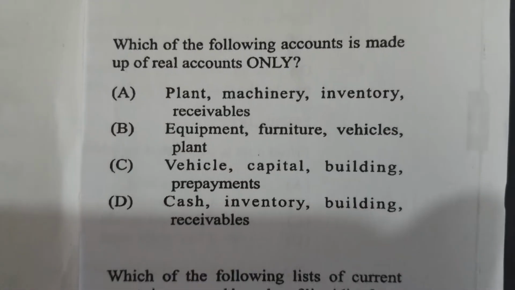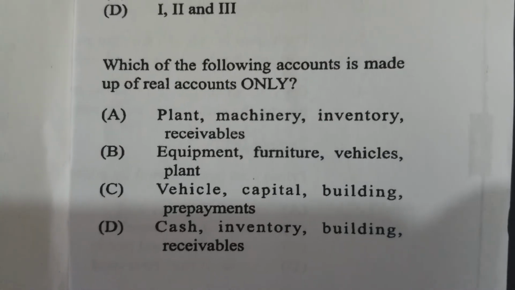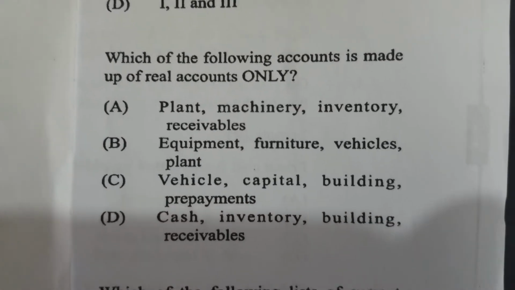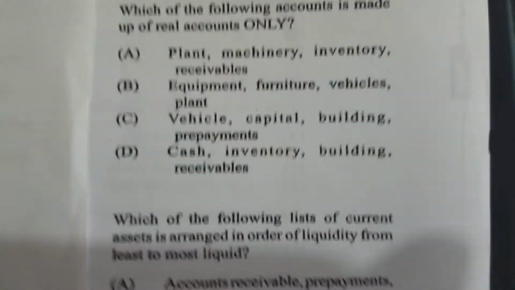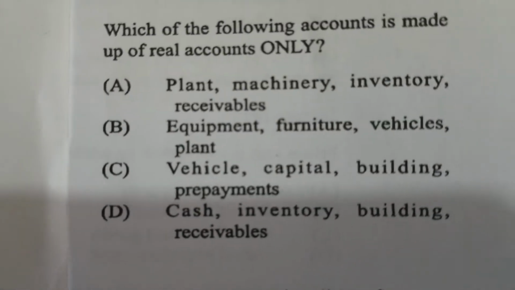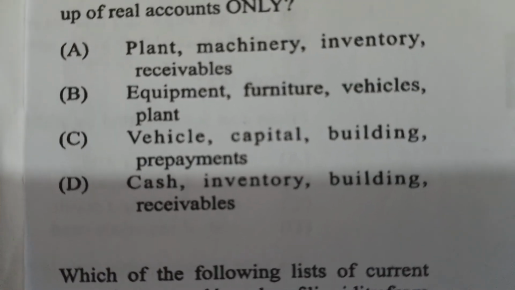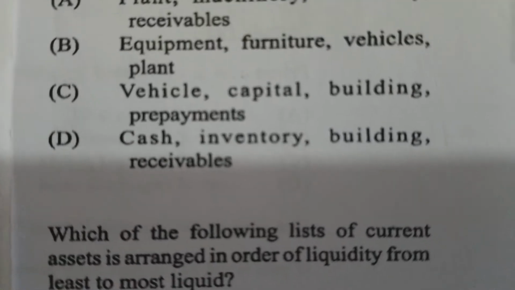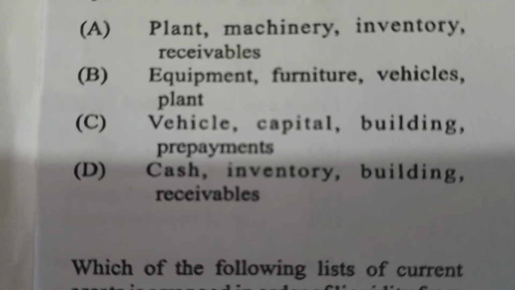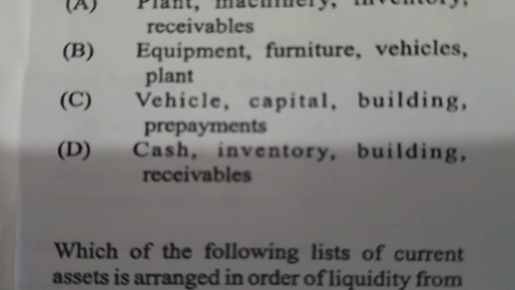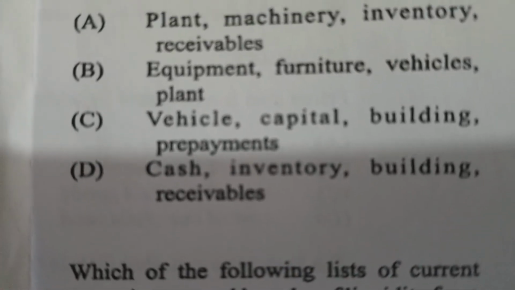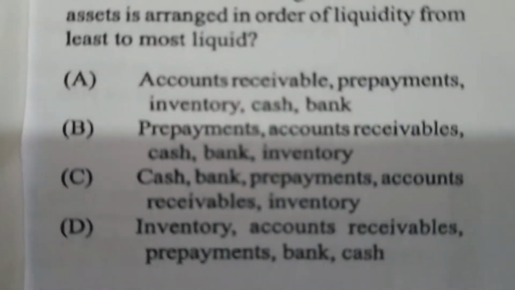Which of the following accounts is made up of real accounts only? So let's see if we want to find something that has only fixed assets in it. Yes, real accounts. All right, and when we look at B, equipment, furniture, vehicles, plant, that is the most appropriate one. All right, let's go to the next question.